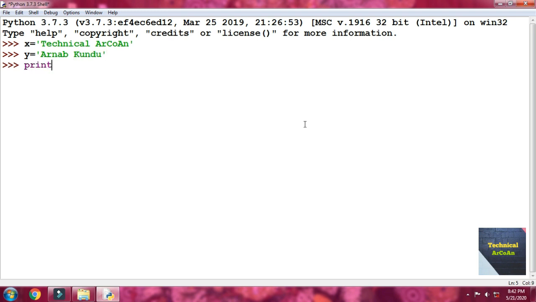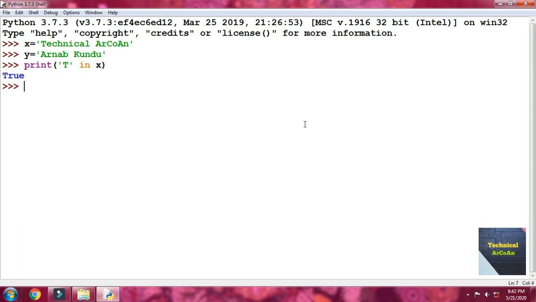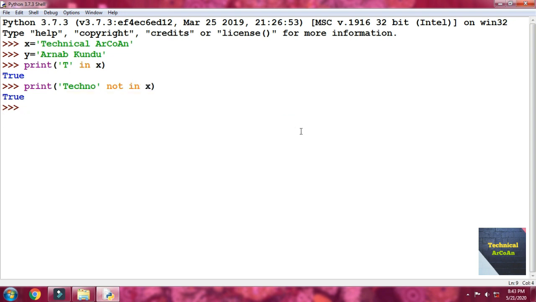Now print, and within single quotes write t, and write in x. So it's true, because t is present within this Technical Arcon sequence. And now if I write print and suppose we write techno and write not in x, so it's also true, because this techno sequence is not present. So it's also true.